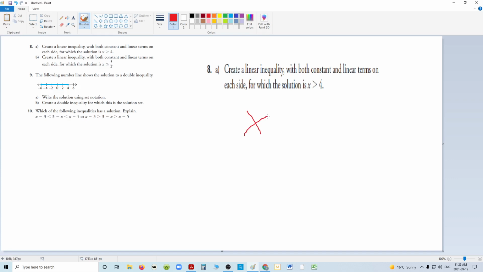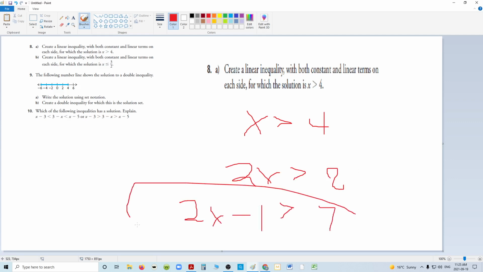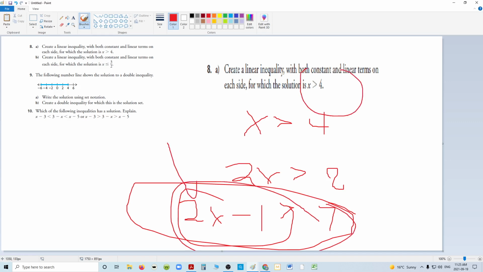So one way you can do it is like this. You can say, okay, I'm just going to multiply both sides by 2. And I'm going to subtract 1 from both sides. And now that's true. If I put in 4 here, I get 7. So anything must be bigger than 4 to be an accurate solution. So that's true. And that's a linear connection and a constant.